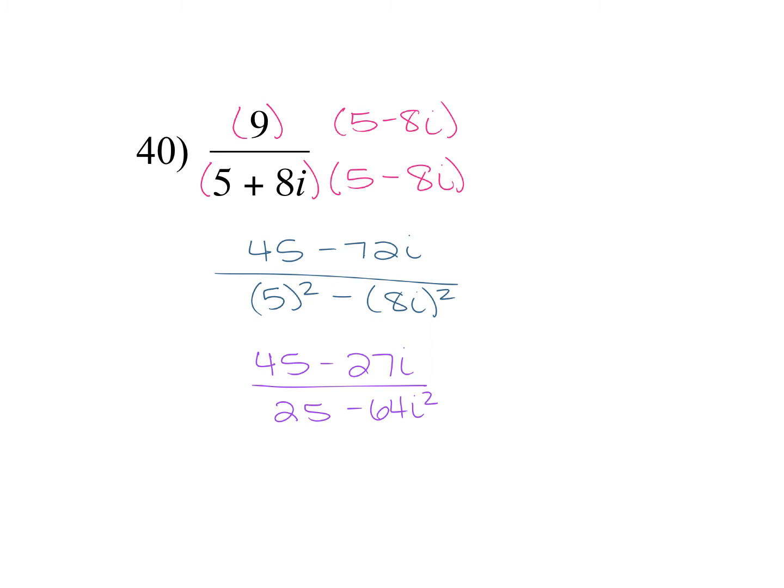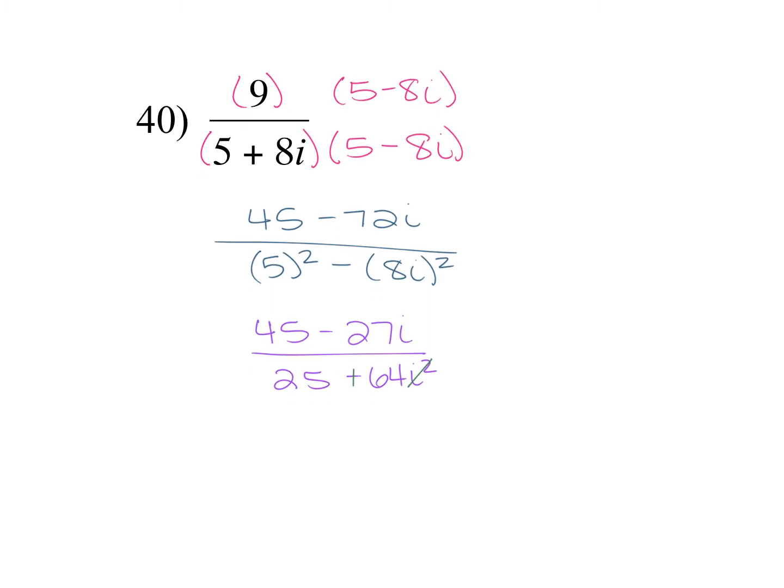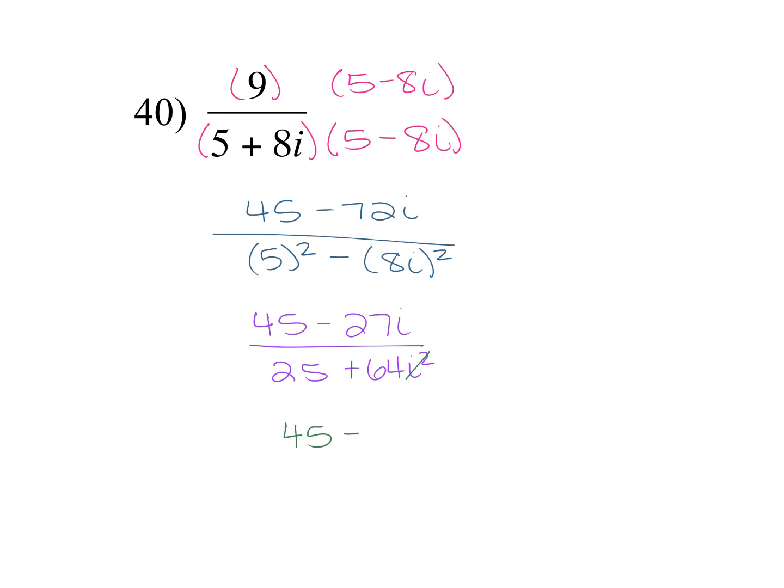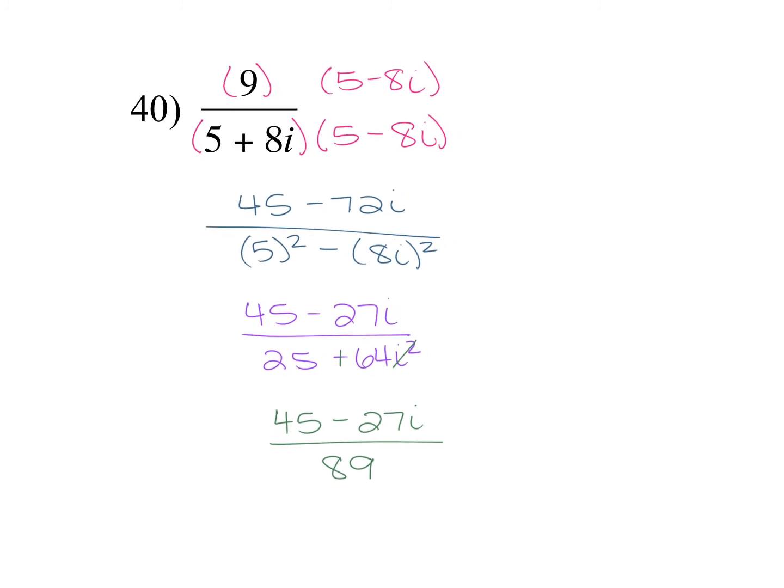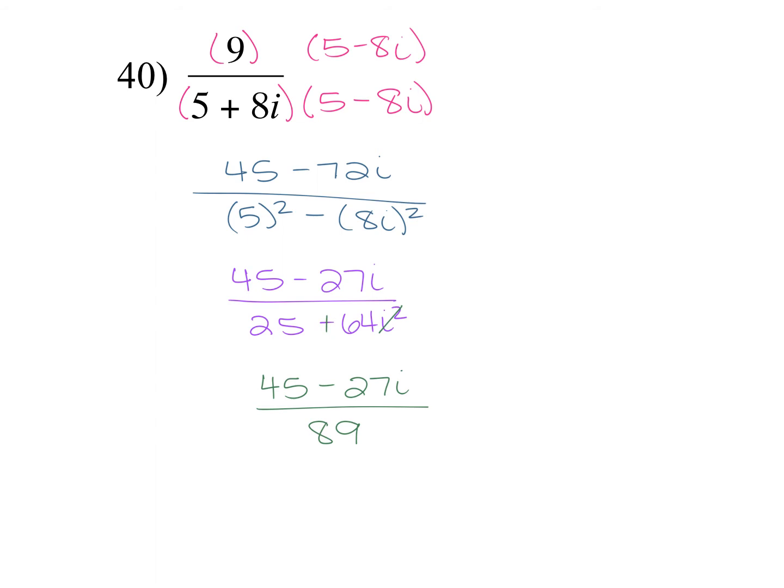That i squared is going to turn that negative 64 into a positive 64. So you'll add the 25 and the 64 to give you 45 minus 27i all over 89. Think about these terms. 45 is divisible by 3, 9, and 5. Well, 3 goes into 9, so think 3 and 5. Do either of those go into 89 evenly? No. So this does not simplify any further.